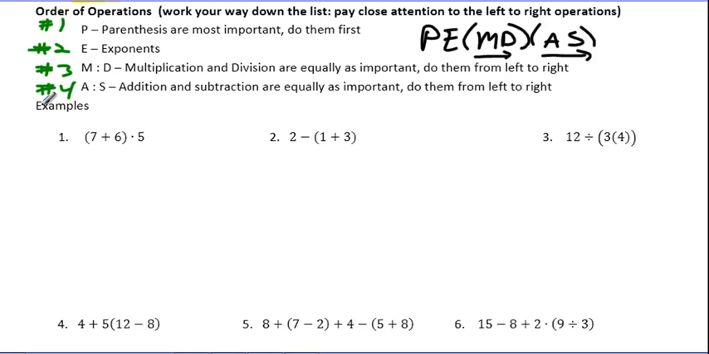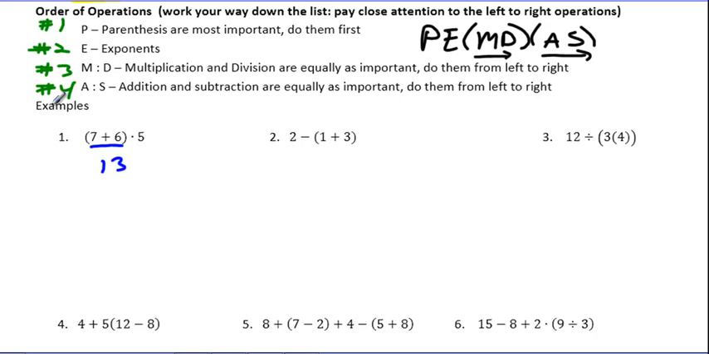So for example number 1, alright, I see now that I have parentheses. So parentheses are the most important. We have to do the work inside of those first. So inside of the parentheses here, I have addition. Okay, so I'm going to add these two numbers together and get 13. Okay, now you don't need to include the parentheses when you're done.